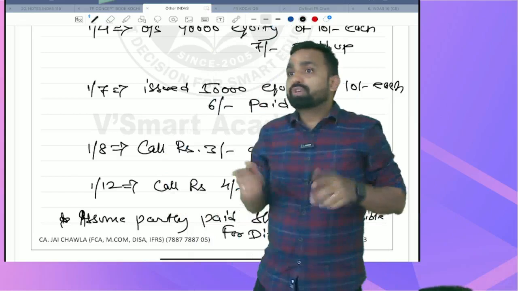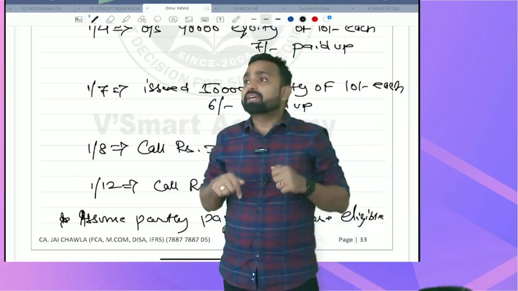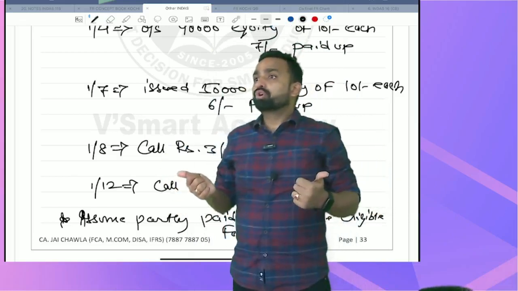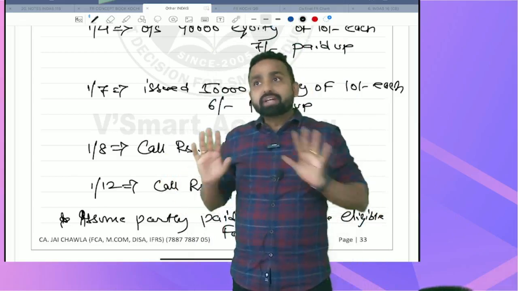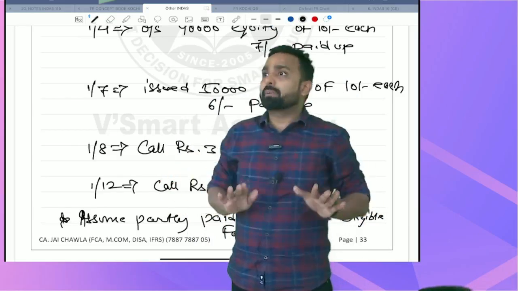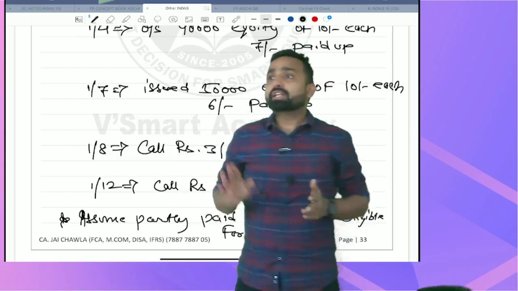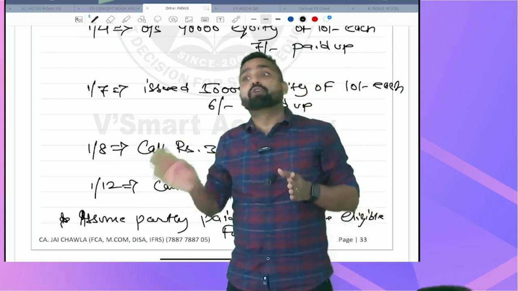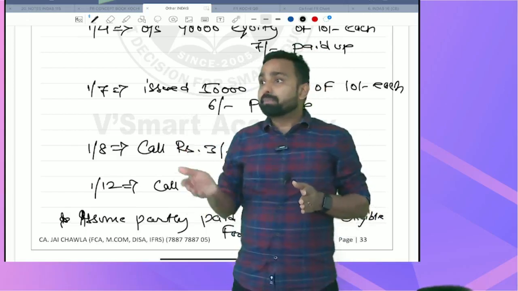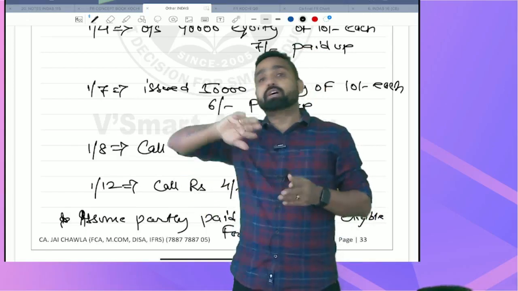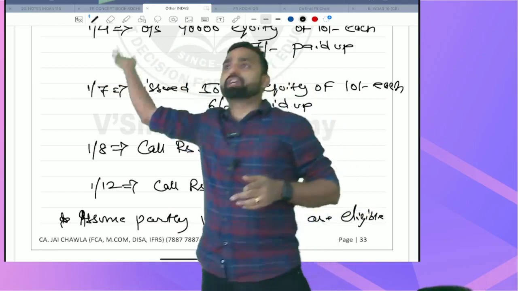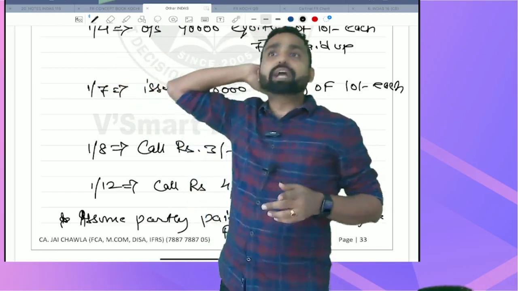Whether I should consider them in the diluted EPS or basic EPS. So if the question clearly says that they are eligible for the dividend even though they are partly paid, then consider them in the basic EPS only. But suppose the question says that they are not eligible for the dividend till the time they become fully paid, then you won't consider them in the basic EPS working. You will treat them as potential equity shares for the diluted earning per share working. Understood or not?